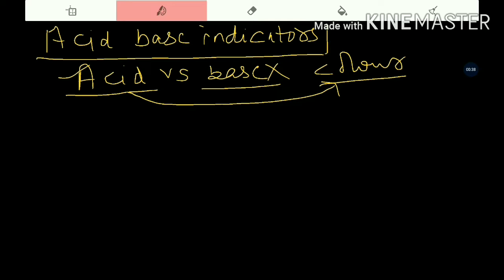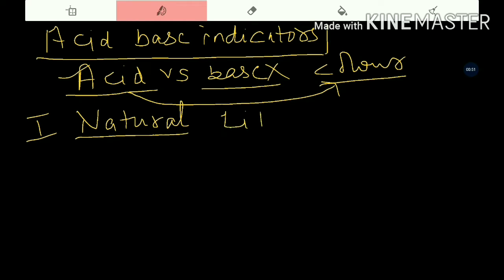There are basically three types of acid-base indicators. The first type is natural indicators. Natural indicators are the indicators which we obtain from nature. For example, litmus. Litmus is basically a vegetable dye, so it is a natural indicator. Litmus can be red litmus or it can be blue litmus.